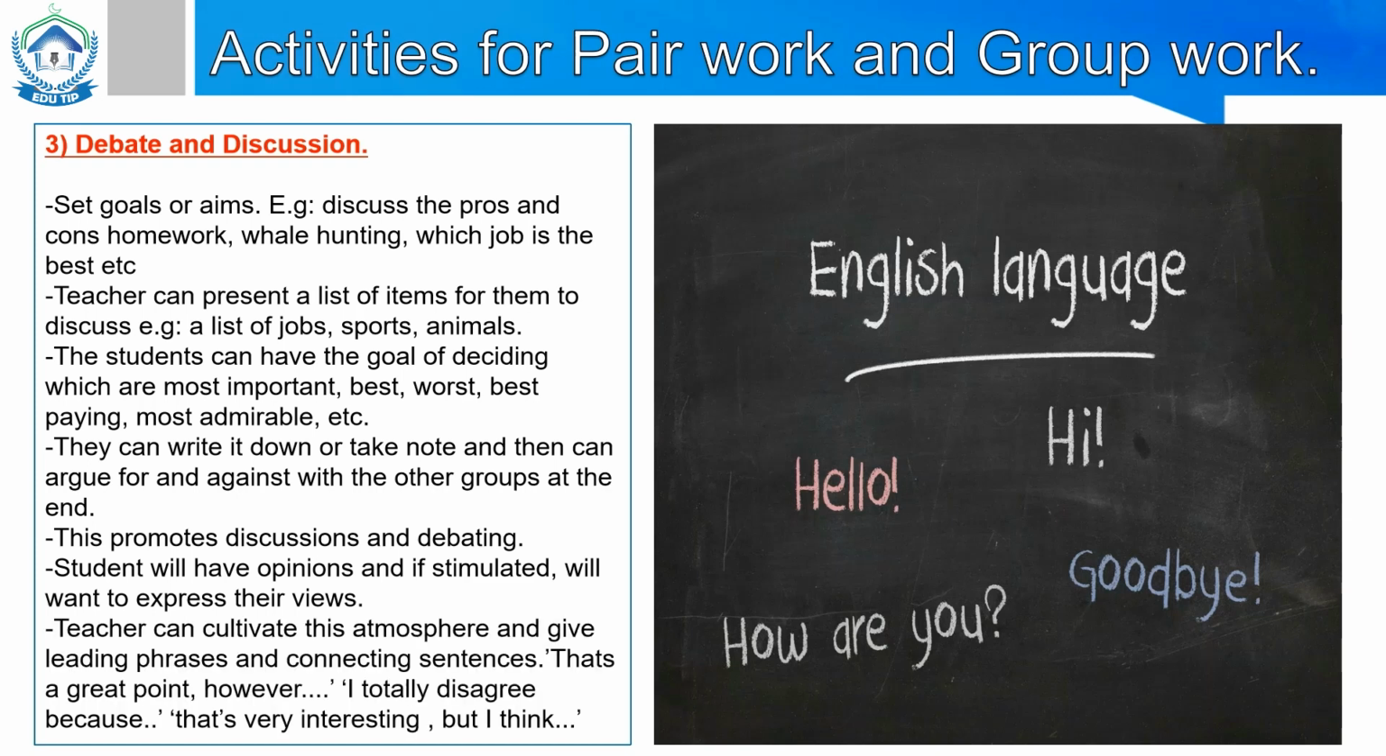The teacher can cultivate this atmosphere as well and give them leading phrases and connecting sentences like, that's a great point, however, I totally disagree because, that's very interesting, but I think. Obviously these phrases are for older groups and older students. If they are younger groups, you can simply let them say basic phrases like, I like because, it's good because, the blah blah blah is the best, and so on. You make a decision depending on the age group and the level of your particular classes.